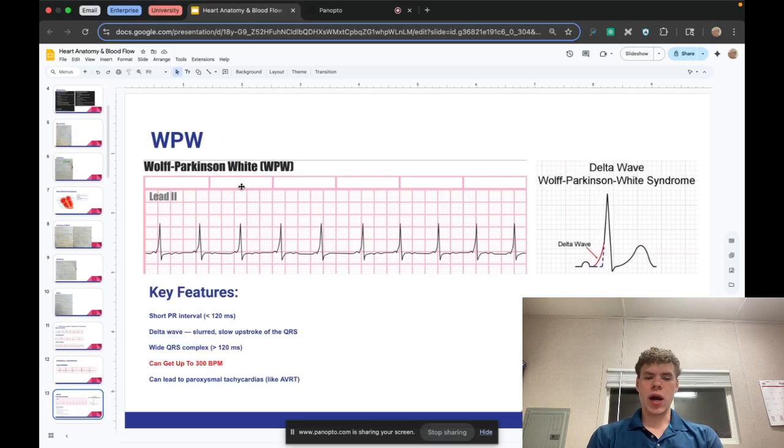Wolff Parkinson's White is a condition where your QRS complex is a bit spiked. So you kind of have this delta wave here. Instead of having a straight line up, there's this delta wave. It's called Wolff Parkinson's White syndrome. It's a condition that can make your heart rate get really, really fast, really sudden, and it makes it easier for you to go into cardiac arrest. So that's a syndrome that is good to know, right?